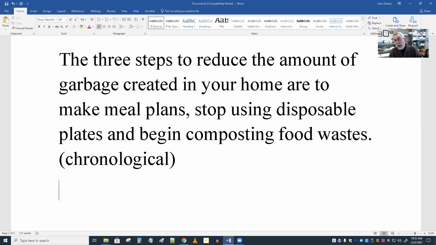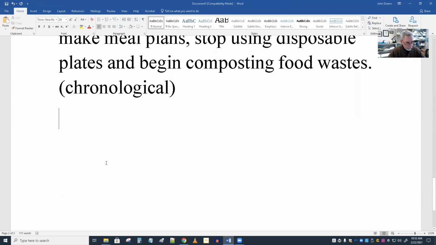And of course, how does that become a signposted preview statement? It's very similar to what I just said, but now it's said more conversationally. Imagine I'm saying at the end of my introduction in my presentation, first, we will discuss reducing the amount of garbage created in your home by making meal plans ahead of time. Second, we'll talk about the fact that if you stop using disposable plates, that will also reduce the amount of garbage you create. And lastly, we will explore the idea of composting food waste and how that can make a big difference in the amount of waste that you create in your home.